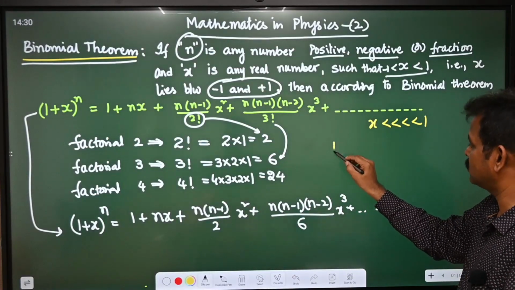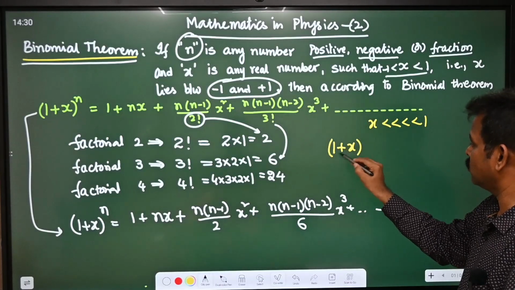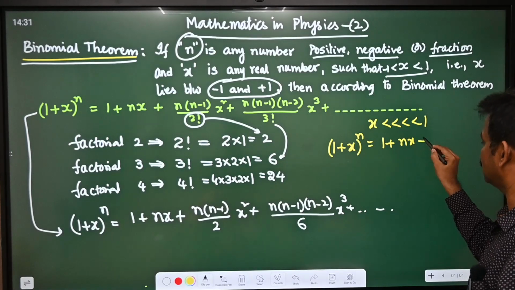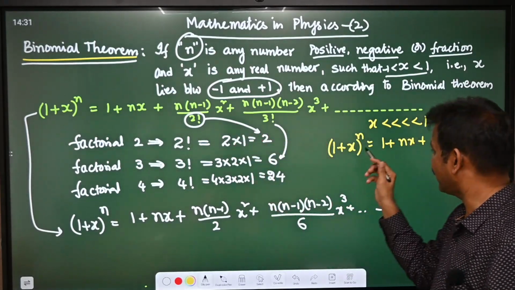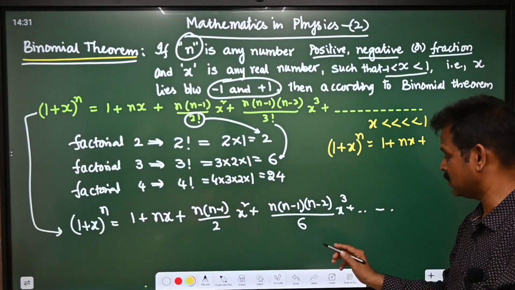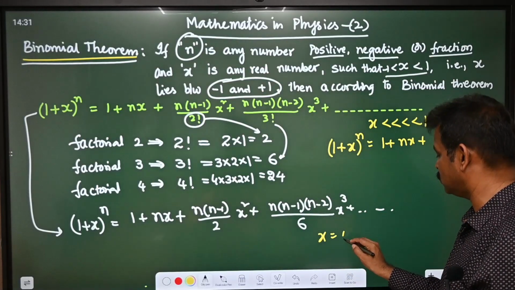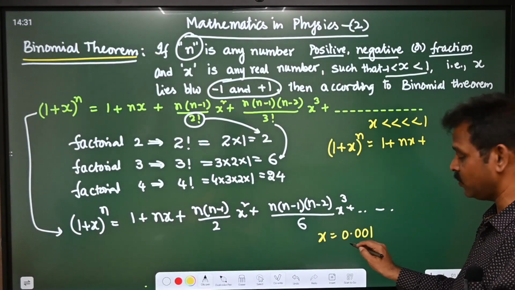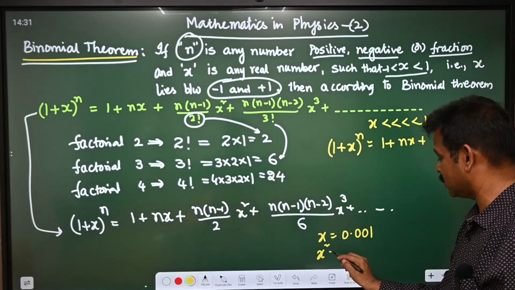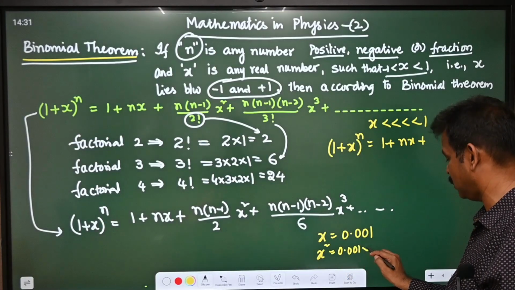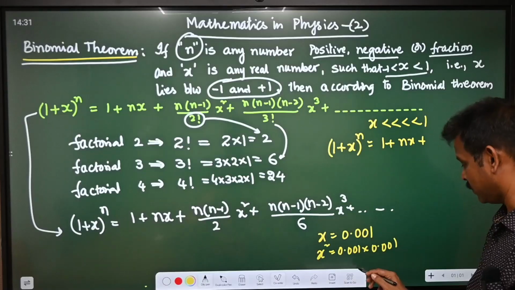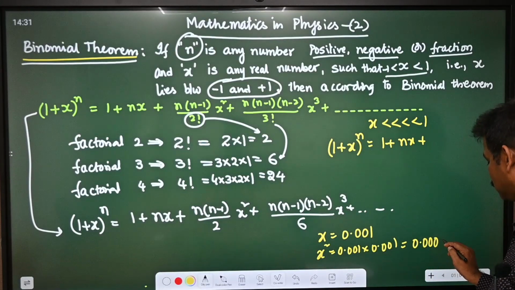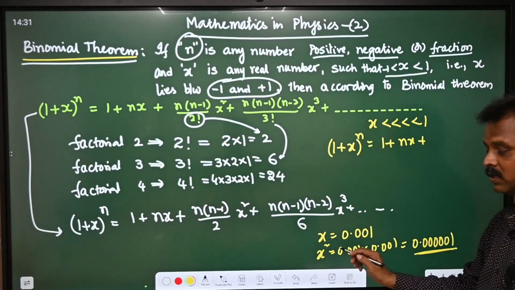Then if you take this binomial expansion according to binomial theorem, this will become 1 + nx + the remaining terms. Here x is very small, x square will be very small. Suppose x is equal to 0.001. When compared to 1, this value is very small. Then what is x square? This is 0.001 into 0.001. This is nothing but 10^-3 times 10^-3, 10^-6. 0.000001. This is x square.